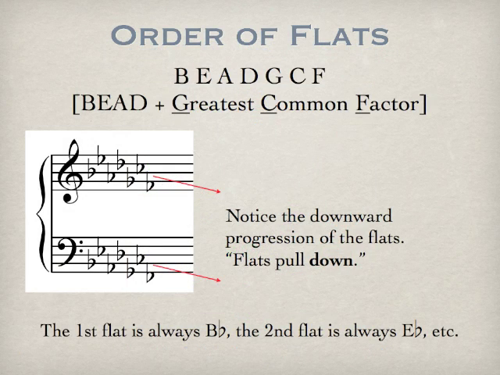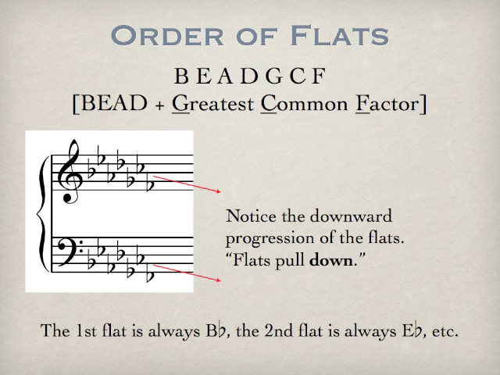The order of flats is B, E, A, D, G, C, F. By the order of flats, I mean if you have 1 flat, it'll be B flat. 2 flats are B flat and E flat. The 3rd flat is always A flat. They always come in this same order.